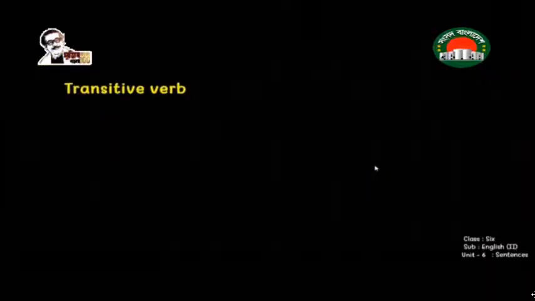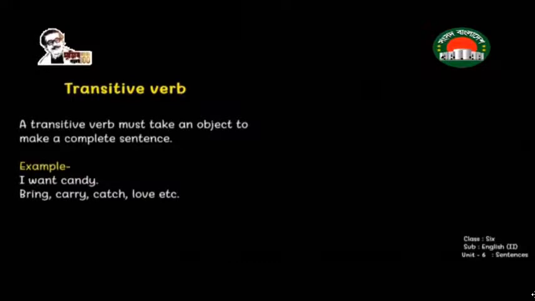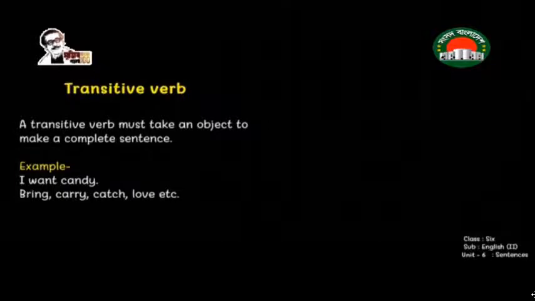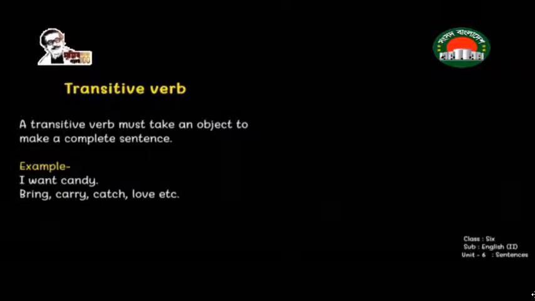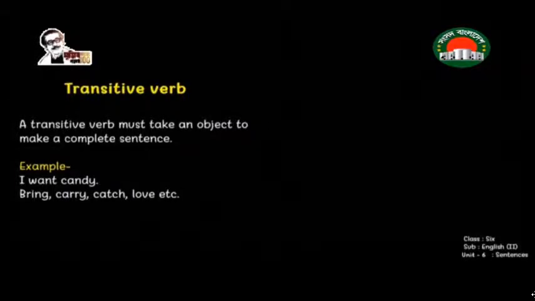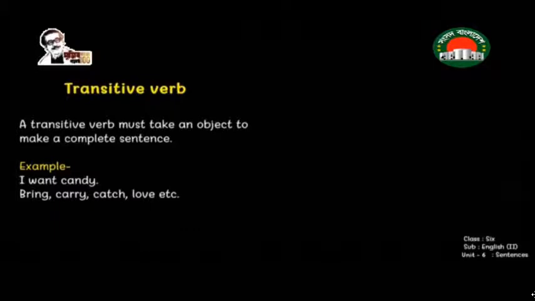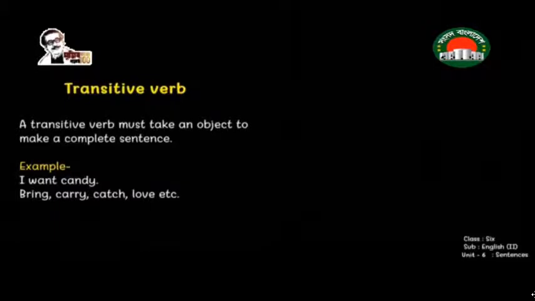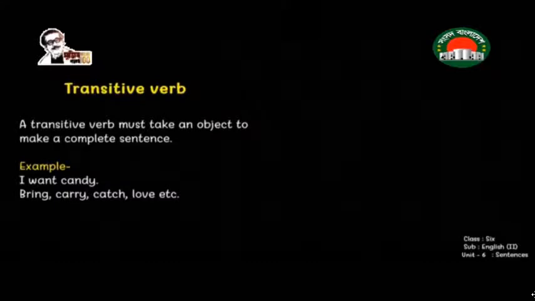A transitive verb must take an object to make a complete sentence. So look at this sentence here. I want. Is this a complete sentence? If we write it without candy, I have a subject and a verb, right? Should it be okay? No. Want is a transitive verb because there is no such thing as wanting without wanting something.